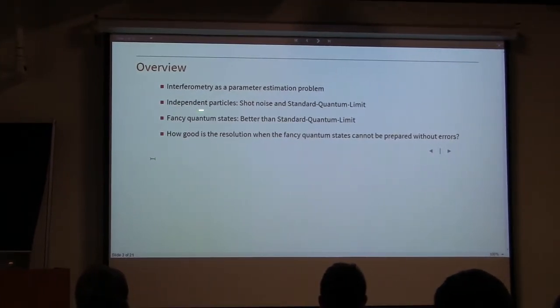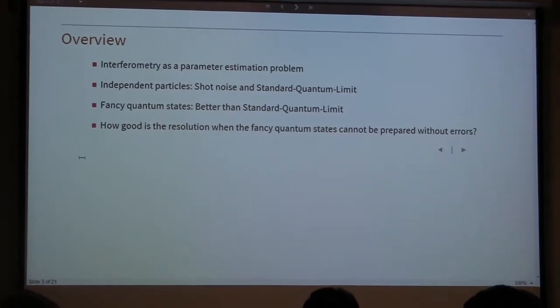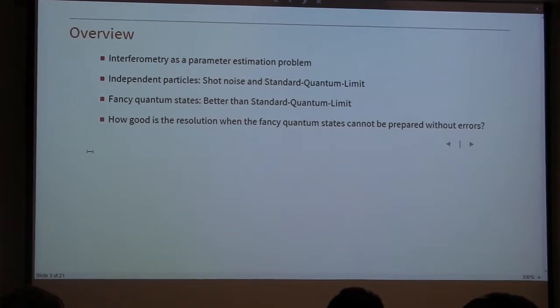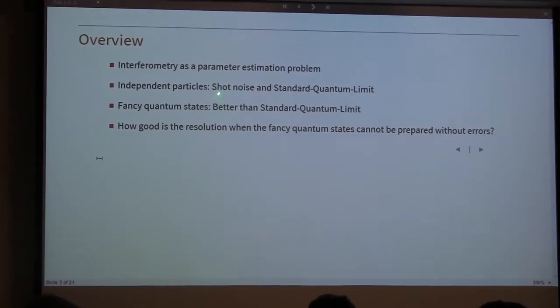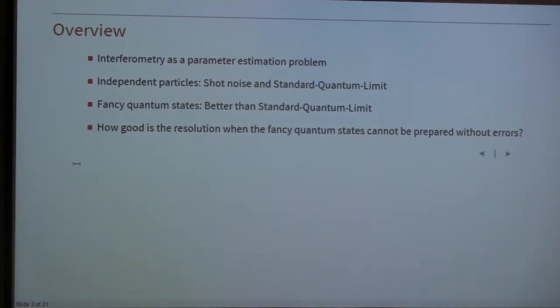I'm going to show you that if you do this with independent particles, so I use a laser well above threshold, described by a coherent state, in my interferometer, then we get a limit called the standard quantum limit. This is always going to be our baseline, and in quantum science we're always wanting to improve upon it. I'm going to show you probably the simplest example that goes beyond this, a fancy quantum state in the interferometer that improves upon the standard quantum limit. And I'll briefly show you what happens when you think about imperfections and how that gets degraded.